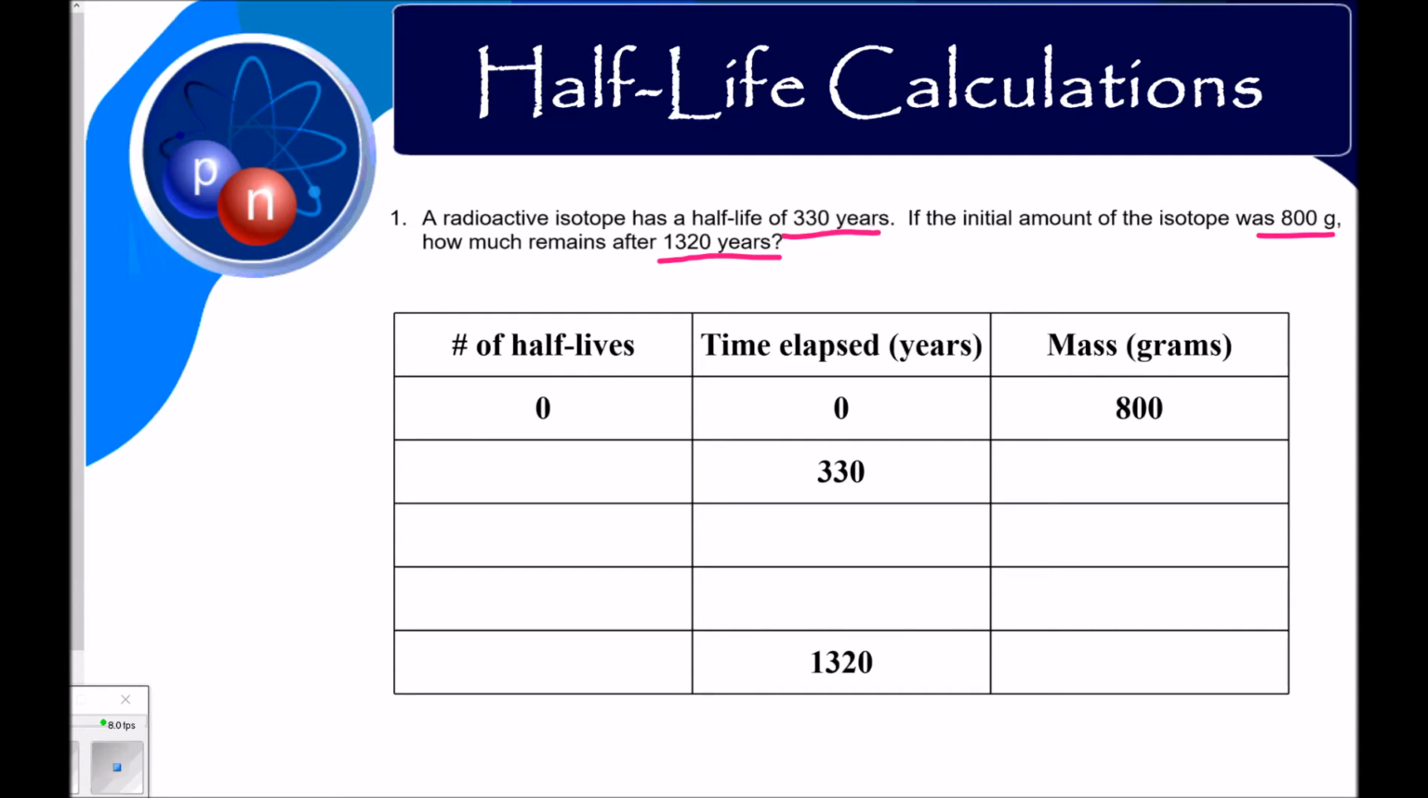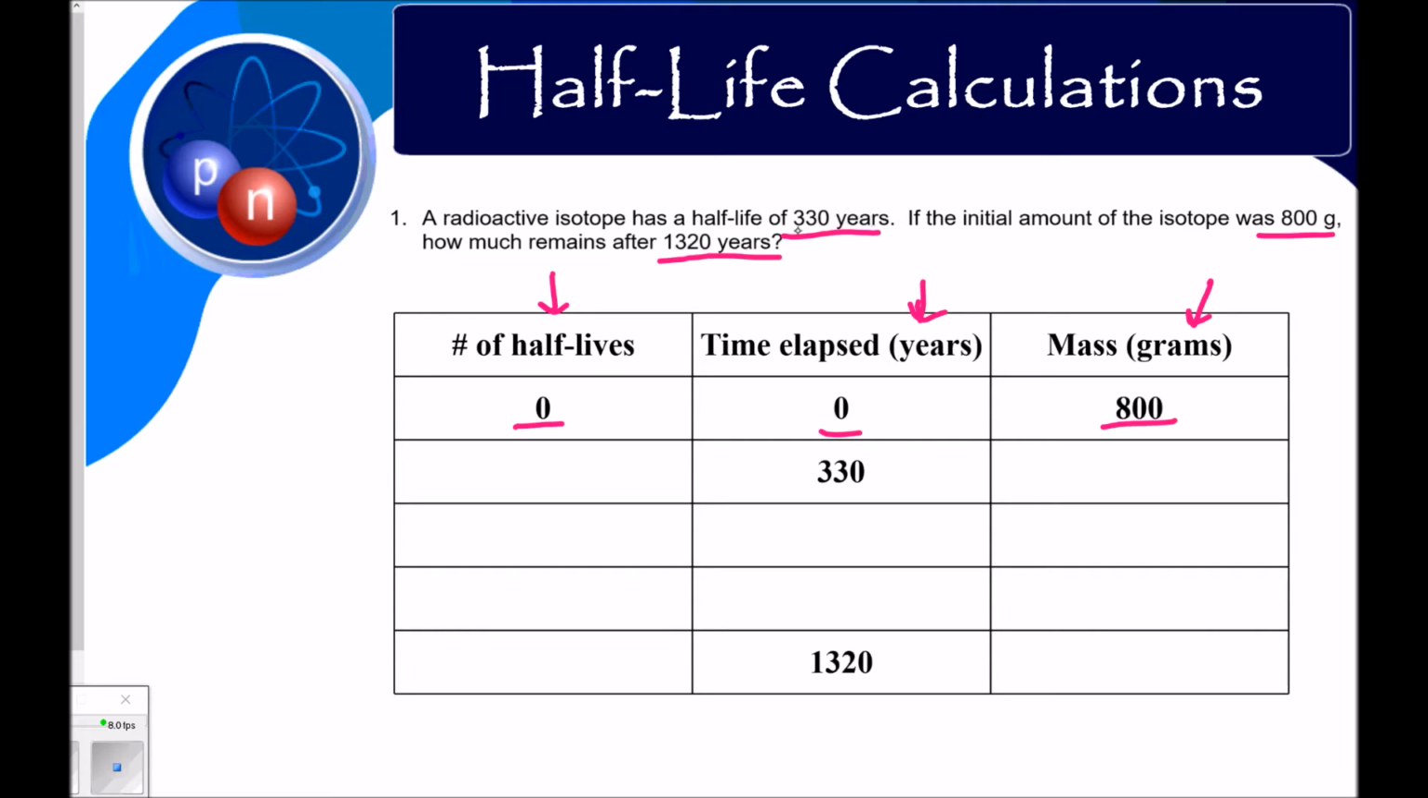Okay, I'm always going to give you this little chart on tests, quizzes, etc. in order to do half-life calculations. So learn how to use the half-life chart. The first column is the number of half-lives, which increases 0, 1, 2, 3, 4, 5. The time elapsed in years is the next column, and we've got mass in grams as our last column. So realize the number of half-lives and the time elapsed is always going to start at 0 with our initial mass, whatever mass we're starting with.